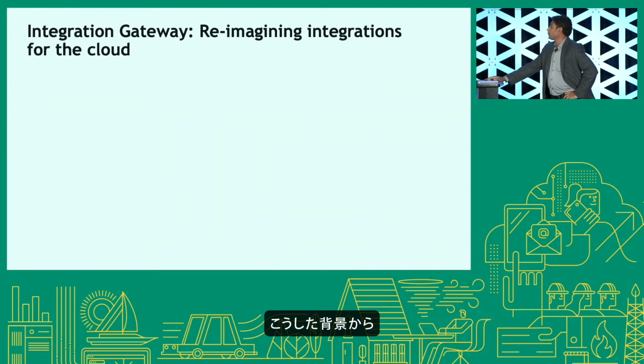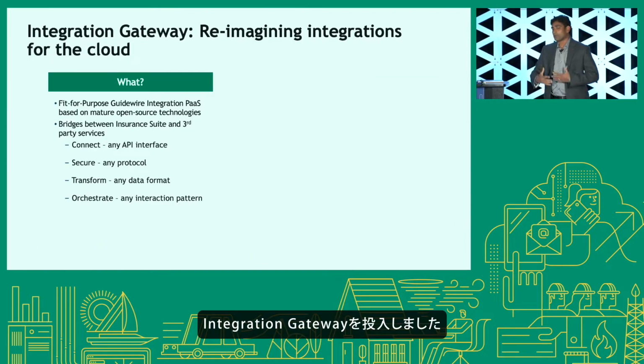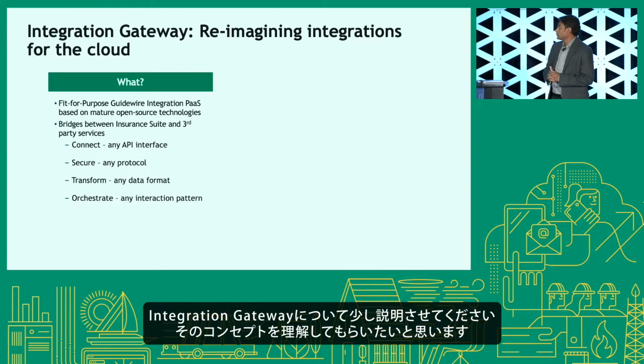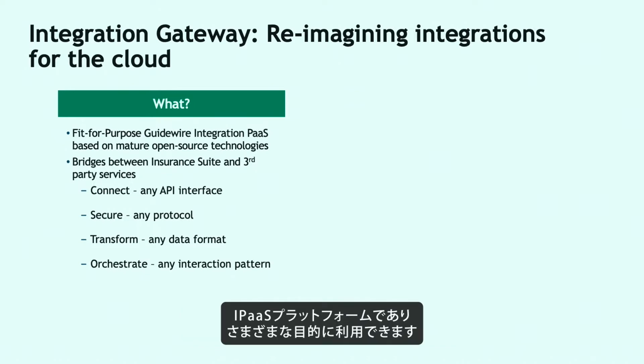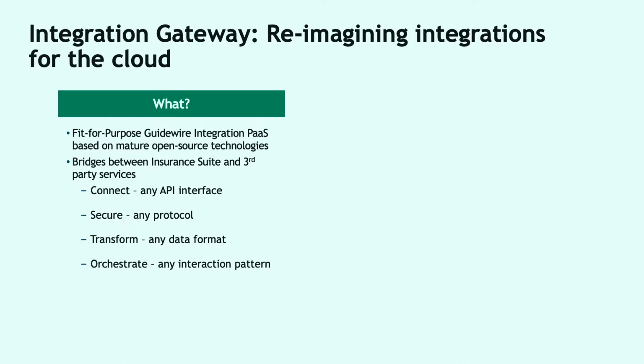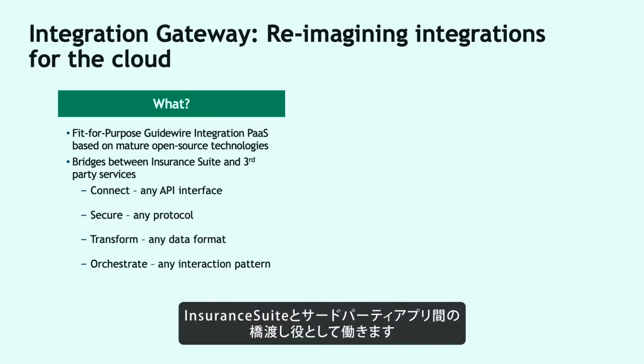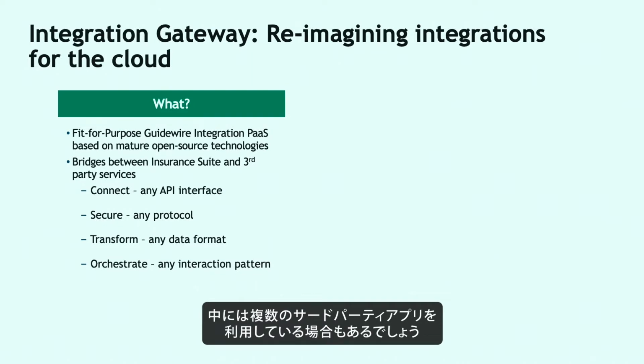This is why we introduced integration gateway. Let me spend a minute on what integration gateway is so you get the concept. Integration gateway is a fit-for-purpose iPaaS platform, enabled by open source technologies. It bridges between your InsuranceSuite and third-party apps. You could have several third-party apps.